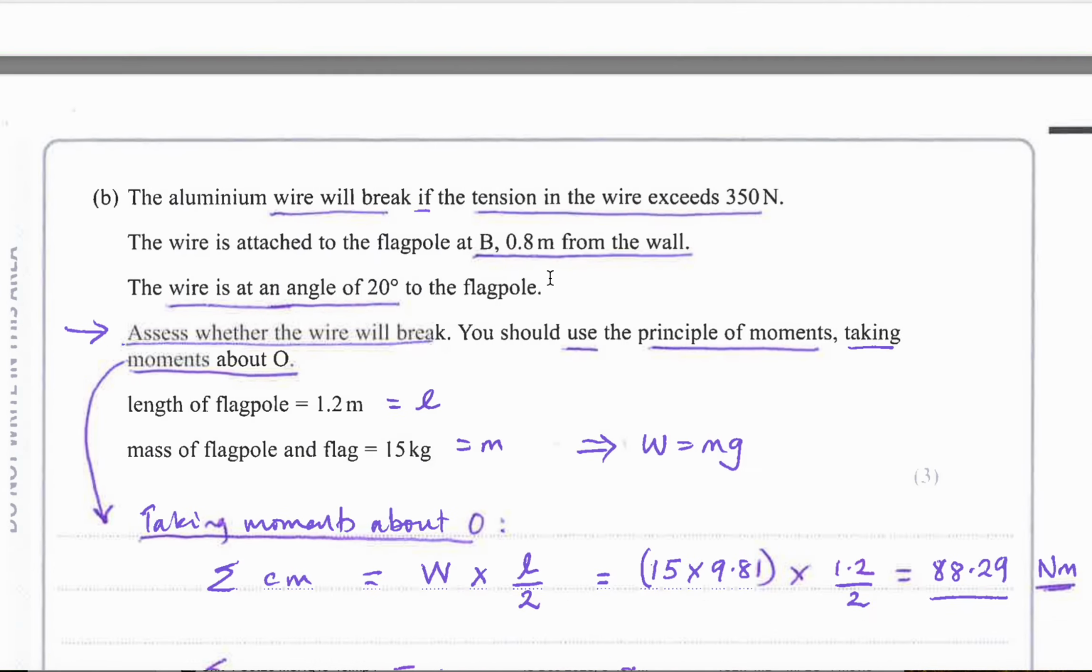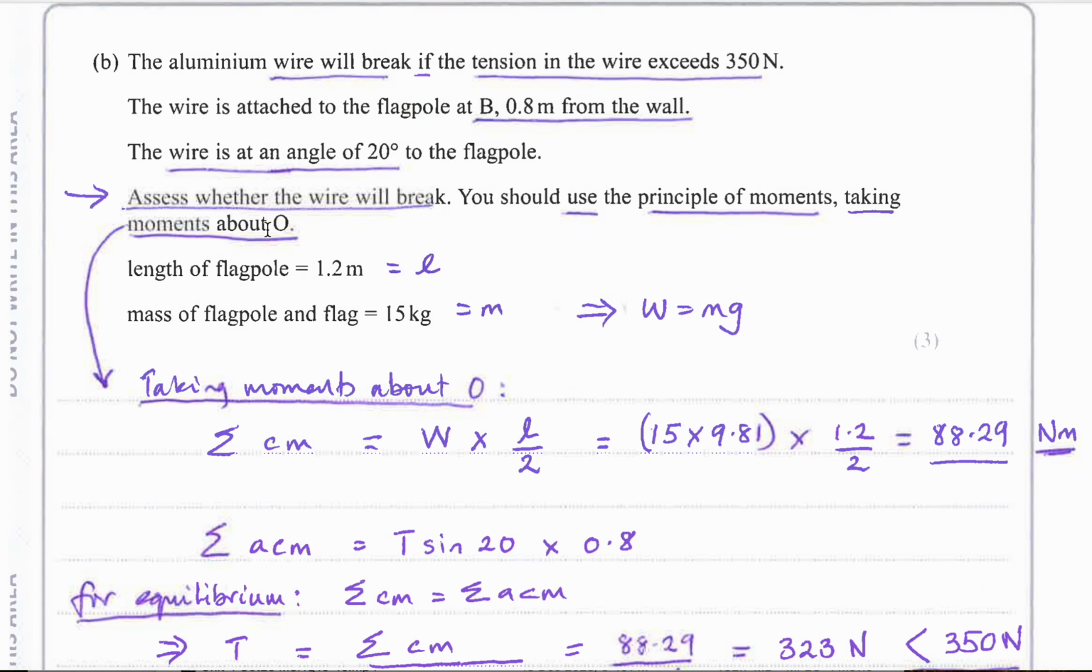So it looks like they're going to ask you to take moments. The wire is at an angle of 20 degrees to the flagpole. So that's the angle that we just looked at. Assess whether the wire will break. You should use the principle of moments. So the principle of moments, they're just testing to see if you know how to take moments. Okay, so this means, and they tell you to do it about O.